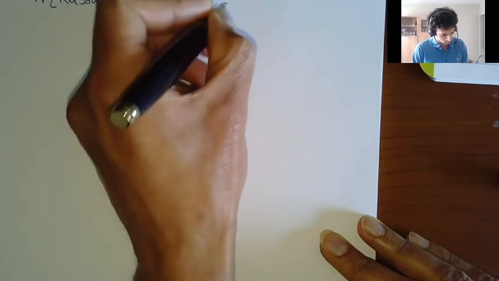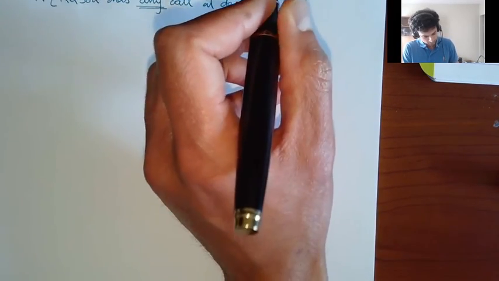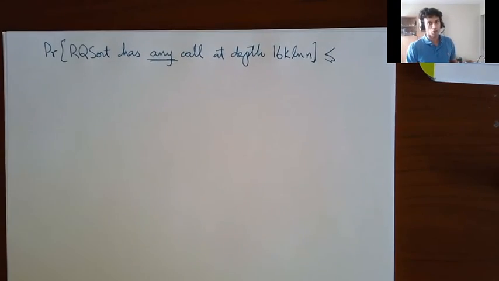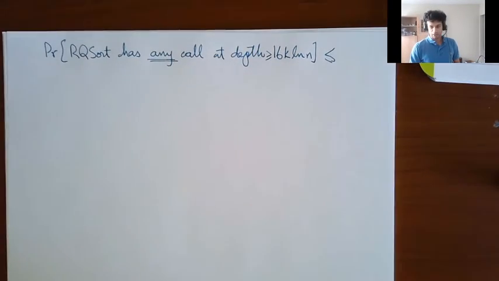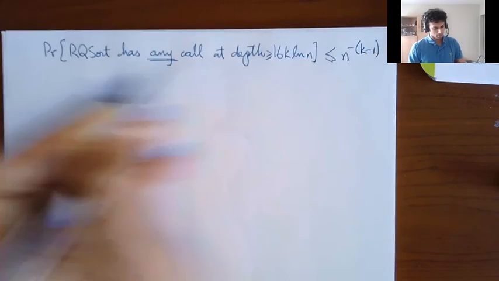has any call at depth 16k natural log of n. The probability that randomized quicksort has any call at depth greater than or equal to 16k log n is at most n to the minus k minus 1.